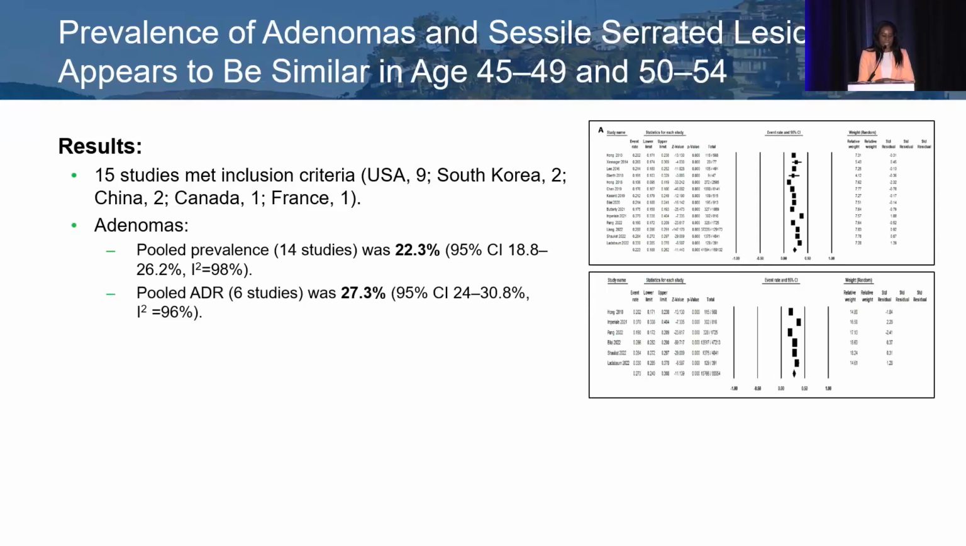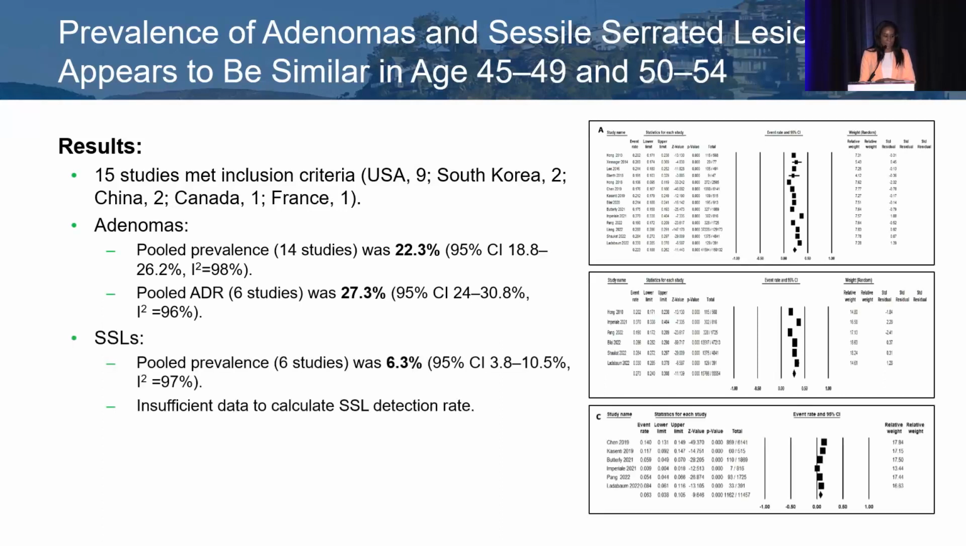The pooled ADR was about 27%. And in this last figure here, you see the data from the studies that looked at sessile serrated lesions. The pooled prevalence in these 6 studies was about 6%. And they were not able, just given the data that was available, to calculate a sessile serrated lesion detection rate. There was significant heterogeneity of these studies, which made it a little bit challenging to combine the data.